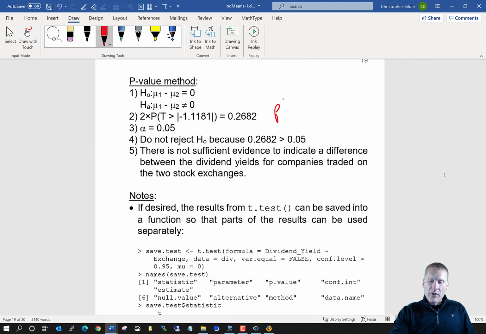So using the pt function, you could find this corresponding probability. We state our alpha using 0.05, and then we actually need to say this, do not reject H0 because 0.2682 is greater than 0.05. Conclusion is the same. Okay.